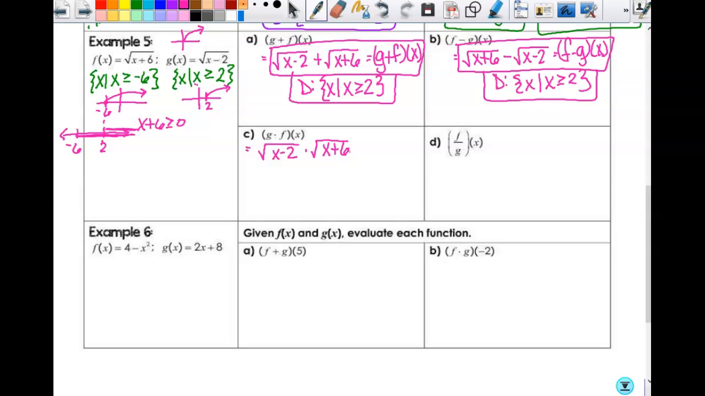So this is going to be just foiling, basically. Think of them as having parentheses. So it's going to be the square root of x squared, and then I'll have a positive 6x and a negative 2x, so that's plus 4x, and then minus 12. That is equal to g times f of x. Okay, and my domain is the same. Set of all x's such that x is greater than or equal to 2.